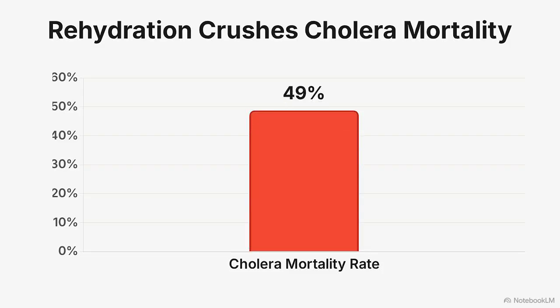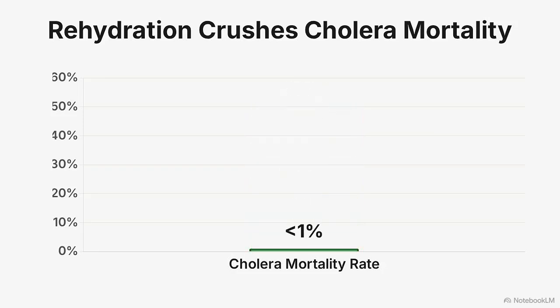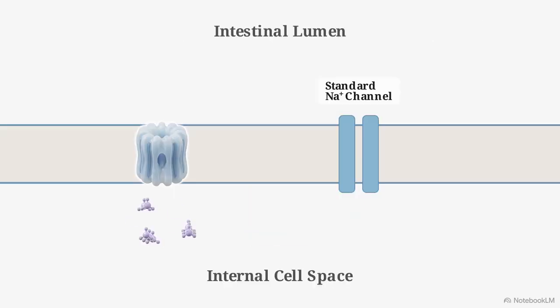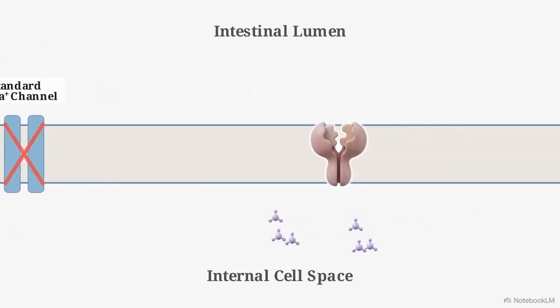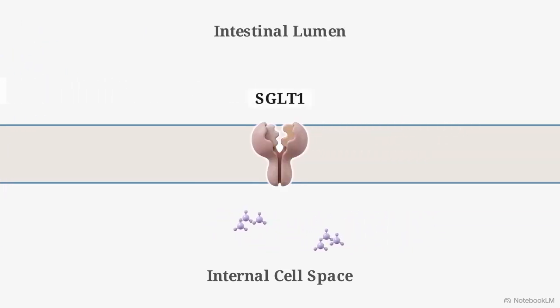Proper fluid rehydration alone drops the mortality rate of cholera from over 50% to less than 1%. This diagram reveals the unbroken cellular pathway that makes survival possible. The cholera toxin completely disables standard sodium absorption and forces the CFTR channels to leak, but the Na+ glucose cotransporter, known as SGLT1, remains totally unaffected by the intracellular cAMP spike.